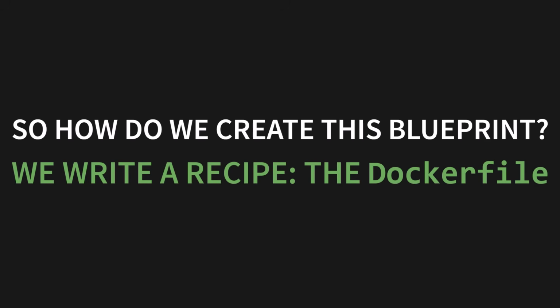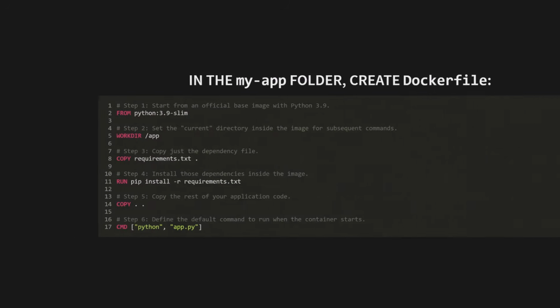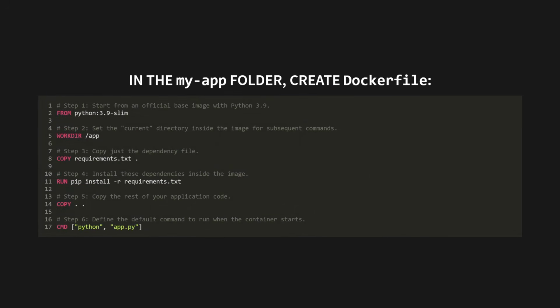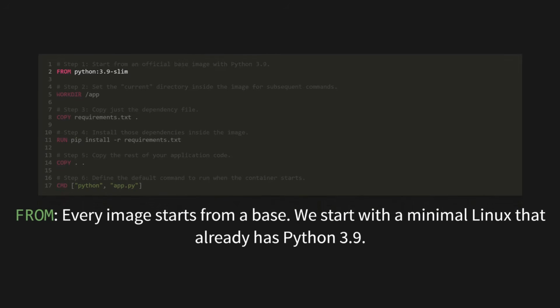We write a recipe, a very special recipe called the Dockerfile. Back in your my-app folder, create a new file named simply Dockerfile, no extension. Let's walk through this recipe step by step. Step 1. FROM python:3.9-slim. This is our starting point. Every image starts from a base image. We're telling Docker to begin with a minimal Linux environment that already has Python 3.9 installed.